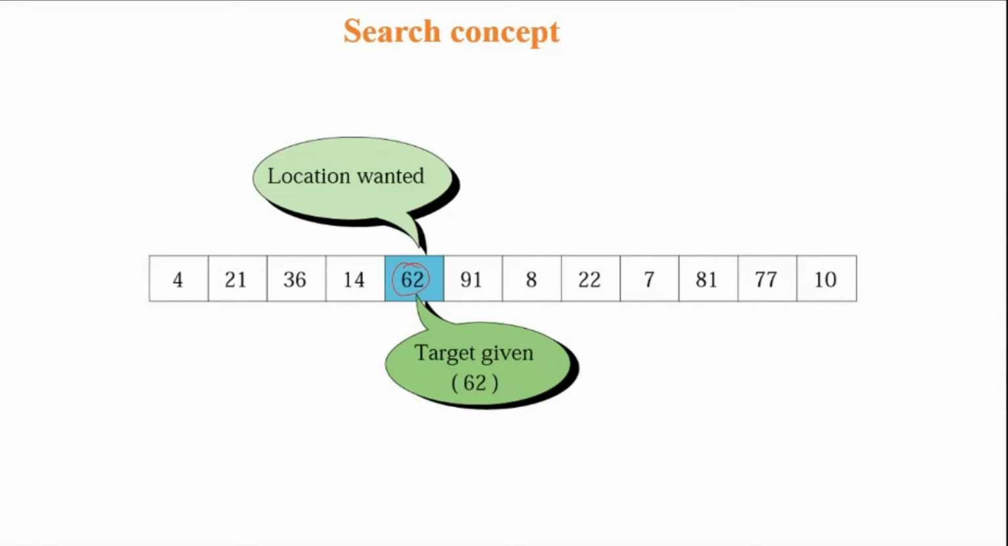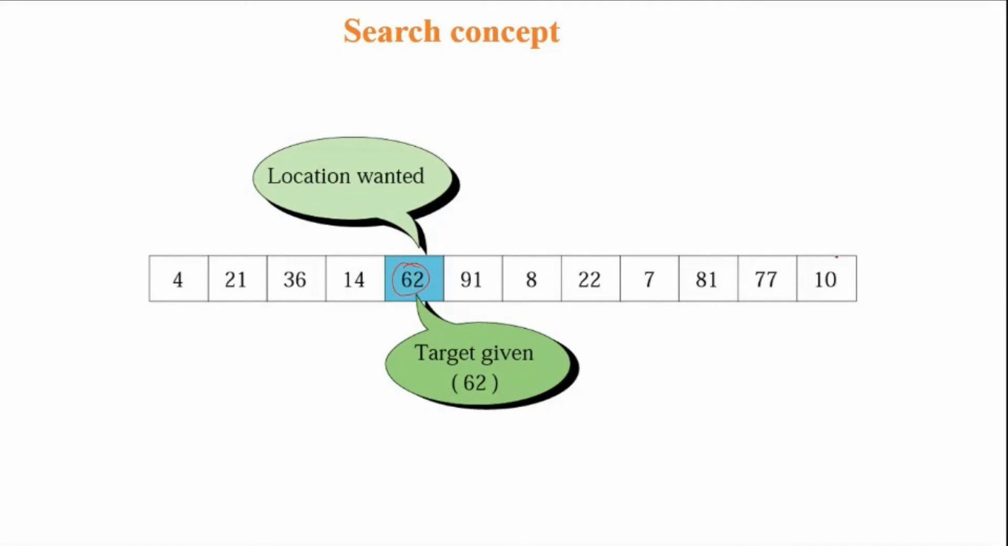What is the easiest way to find out whether 62 is present in this particular set of values? We have to search from the first location, whether the first location is equal to 62, the second location is 62, etc. That sort of searching is to be done. And if we find the 62, we can return that 62 is found at this particular location.